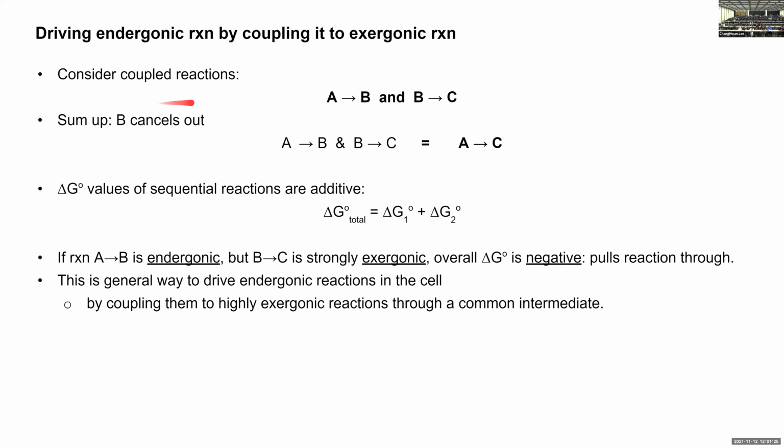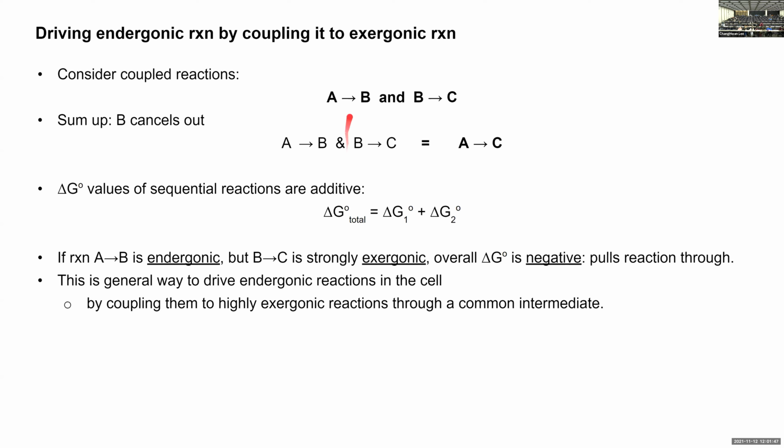So let's consider these two reactions here. A becomes B and B becomes C. And if you put them together, A goes to B and B goes to C. So this B product is going to be canceled out and will work as a sort of intermediate molecule. So the total reaction would be A to C, right?